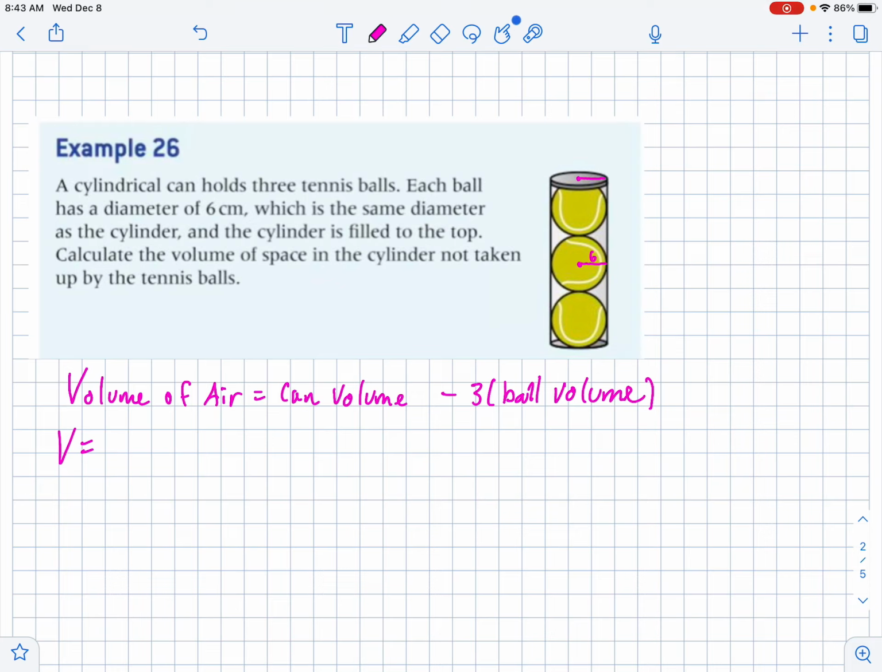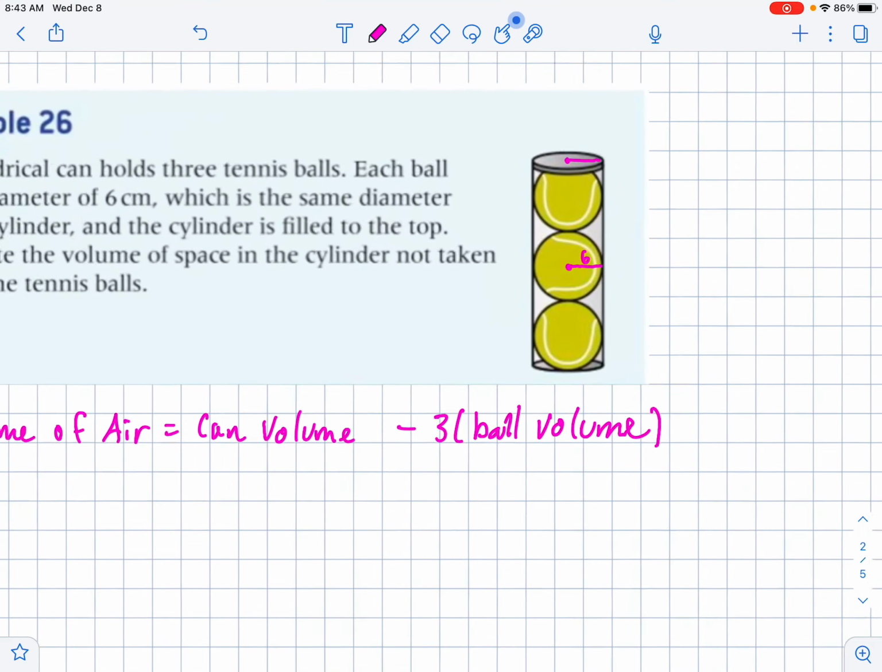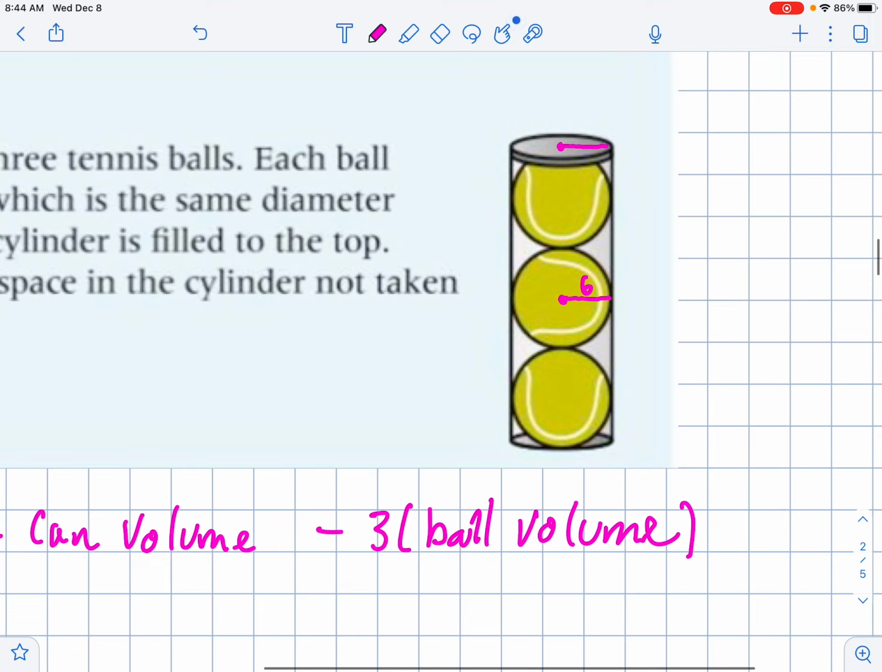So let's think. The volume of the can is going to be pi r squared times height. Did they give us the height? Oh, they didn't give us the height. And you might think, oh my gosh, what do I do? I don't have the height.